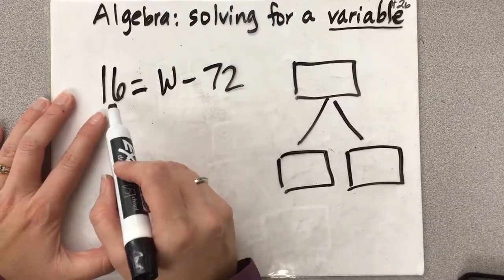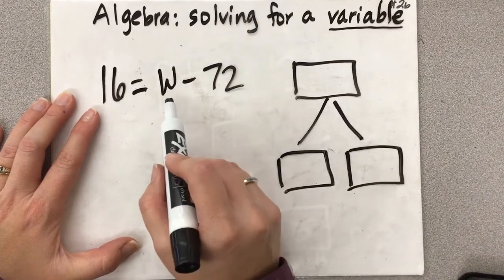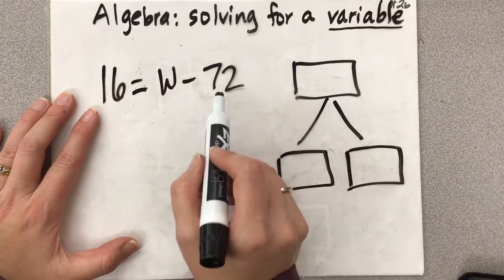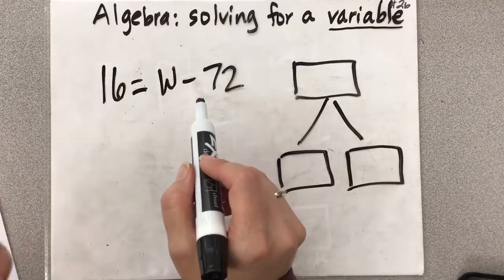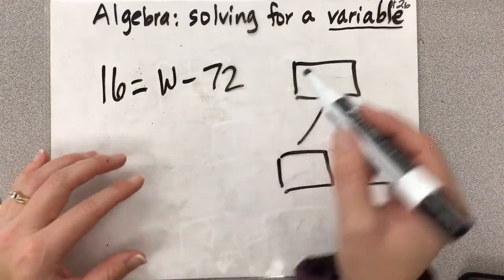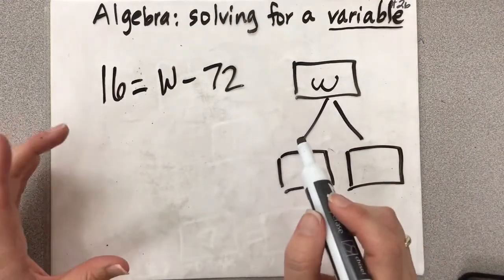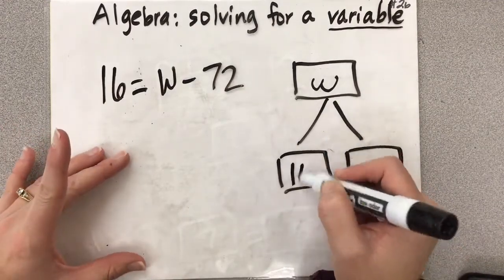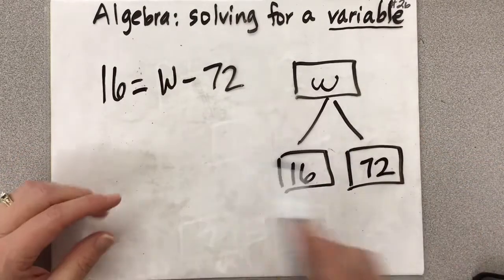I know that I want to end up with 16 as my value, but I'm trying to find the value of W, and I have to take away 72 from it. So I know that the largest amount that I'm ever going to have is W, and I'll subtract from W to get 16. So I know W is going to be my total, my biggest amount possible, my largest amount, my greatest amount. And I know that 16 and 72 are going to give me the parts that make up that greatest amount.